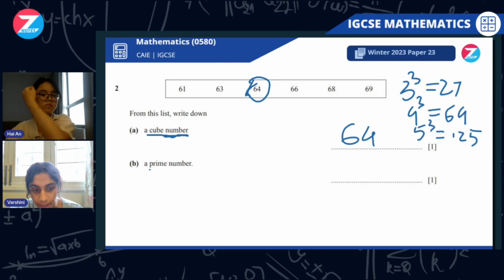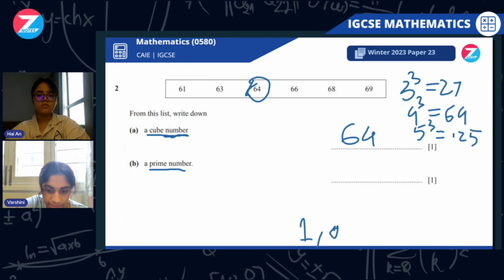Part B, a prime number. We're going to look at each of these numbers and see if they can be divided by any number other than 1 and the number itself, because that's the indicator for a prime number. If we look at 61, we can try to divide it by 9 or by 13, and we know it's obviously not divisible by 5 or 2. If you try to divide it, you can see 61 isn't divisible. So 61 is our prime number.